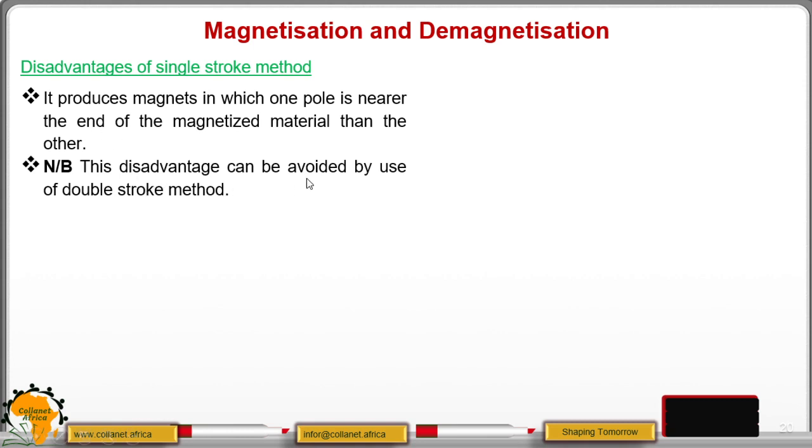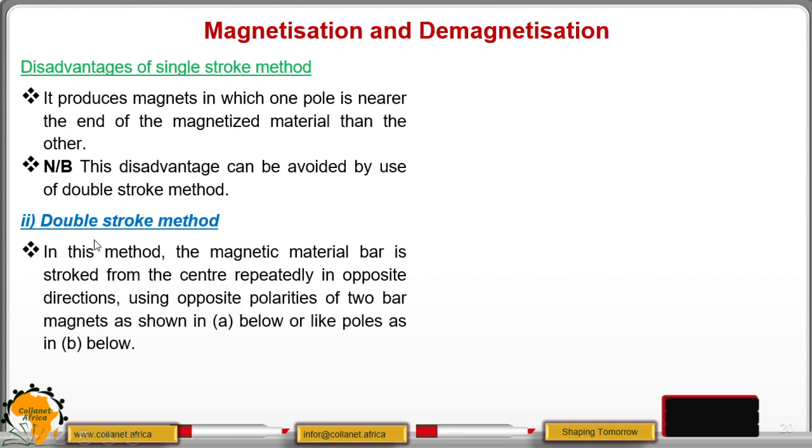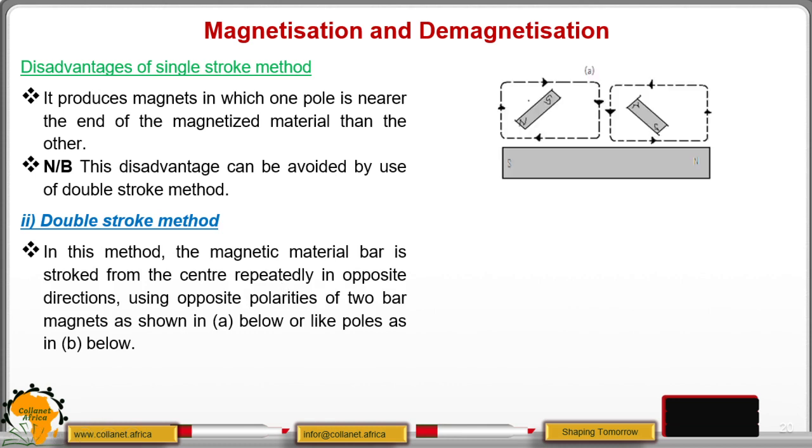This disadvantage can be avoided by using the double stroke method. So we move to double stroke. In this case, we are going to use two permanent bar magnets, and we stroke using the two permanent bar magnets. You move this one towards the head, and you move this other one towards the head. Remember, all these heads will be the finishing heads. And now the disadvantage where one pole is nearer the head than the other is avoided when we use the double stroke, because we are starting at the middle and moving towards the heads. So you have the two diagrams.